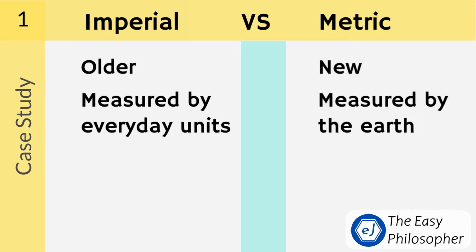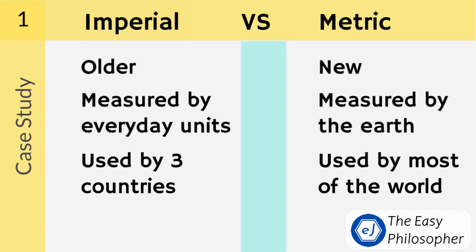This new metric system was developed because the imperial system was seen as unreliable. Not everyone's feet were the same, and neither were the masses of stone equal. Today, only the USA, Myanmar, and Liberia use the imperial system, while the rest of the world uses the metric system.